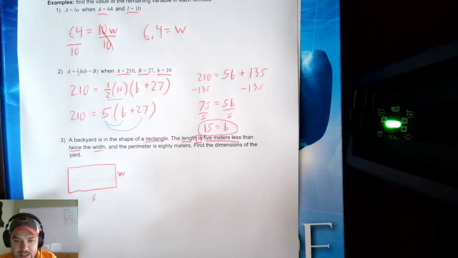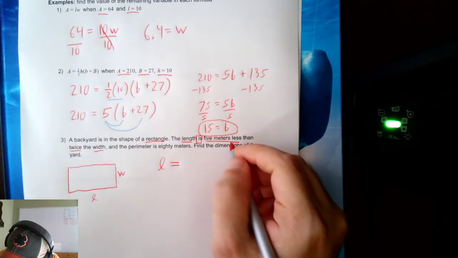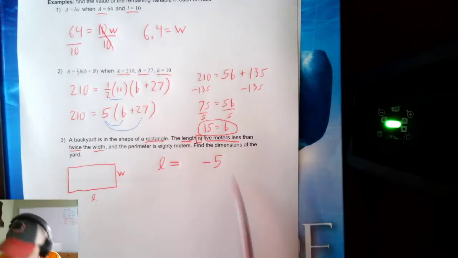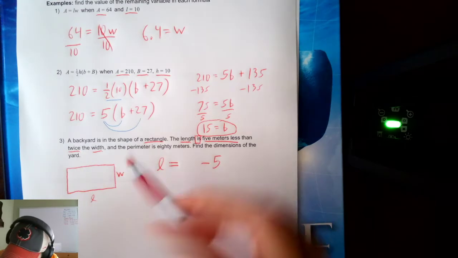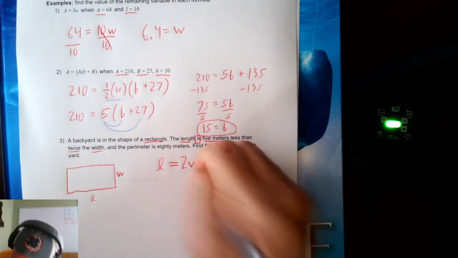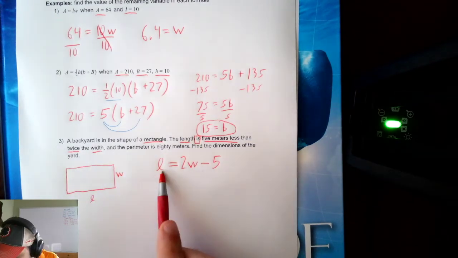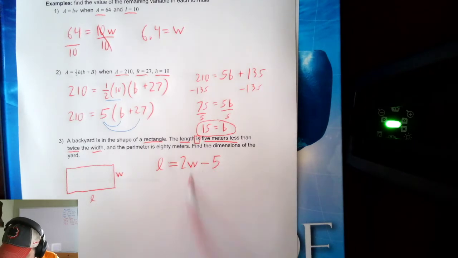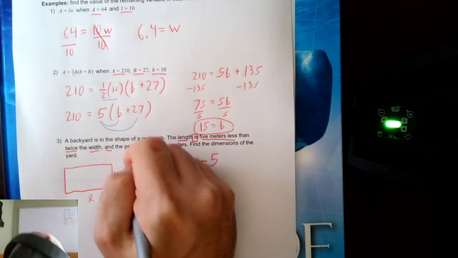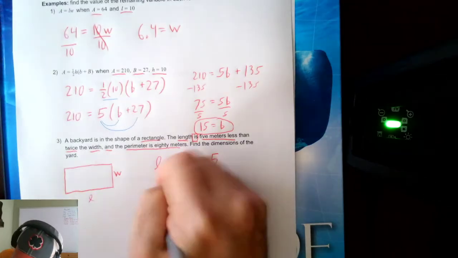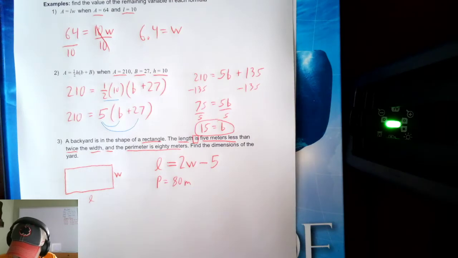So I'm going to underline all those keywords. Is an equal sign. So the length is 5 meters less. 5 less than means I need a minus 5 from whatever this is. I'm minusing 5 from twice the width. So the length is 5 meters less than twice the width. So this is something the question has given me. And we got an and, right? The perimeter is 80 meters. Perimeter is equal to 80 meters. Find the dimensions of the yard.